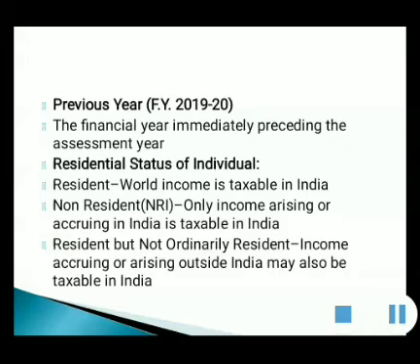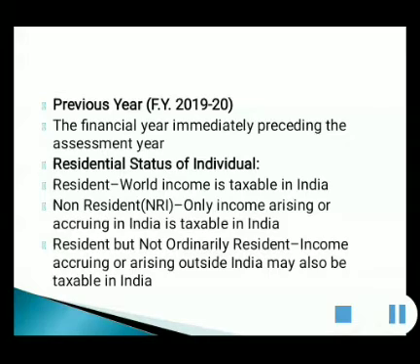Hope you got this. Now we are moving to residential status of an individual. Who is a resident, or who is not a resident, or who is a resident but not ordinarily resident? This is very, very important in this area of income tax law. So be vigilant. Who is a resident? The world income is taxable in India. So for a resident, all his income is taxable in India.